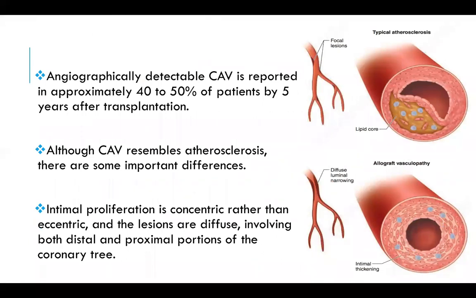By angiography, detectable CAV is reported in approximately 40 to 50% of patients by 5 years after transplantation. Although CAV resembles atherosclerosis, there are some important differences. As we can see here in this picture, the intimal proliferation is concentric rather than eccentric, and the lesions are diffuse, involving both distal and proximal portions of the coronary artery.